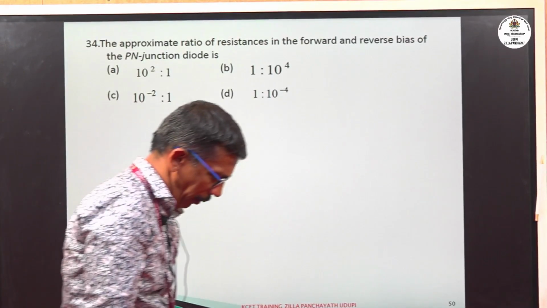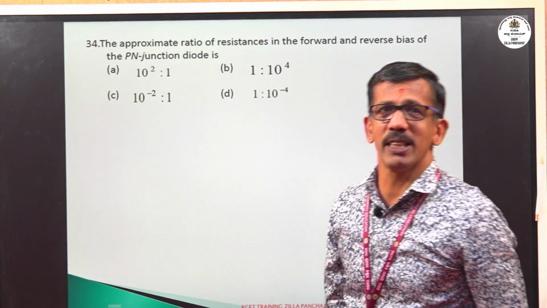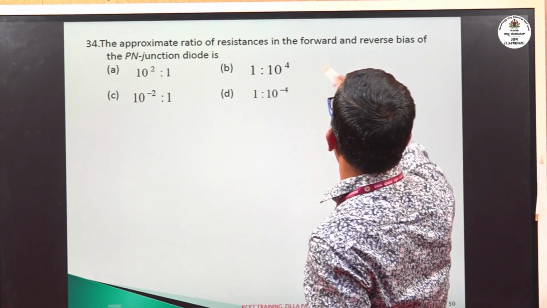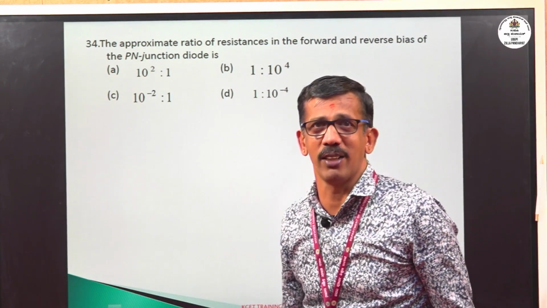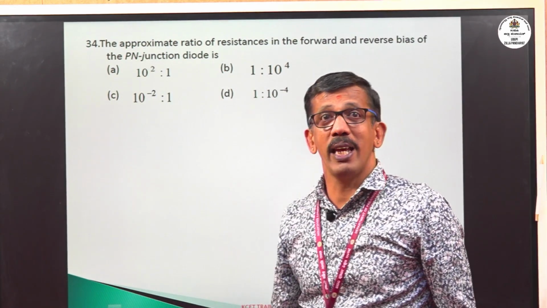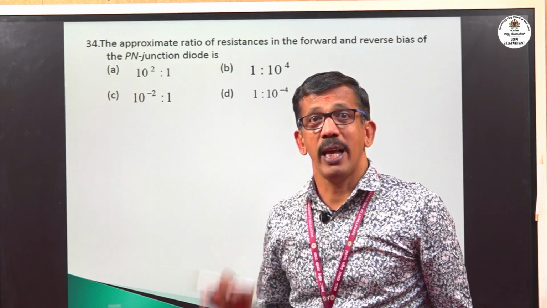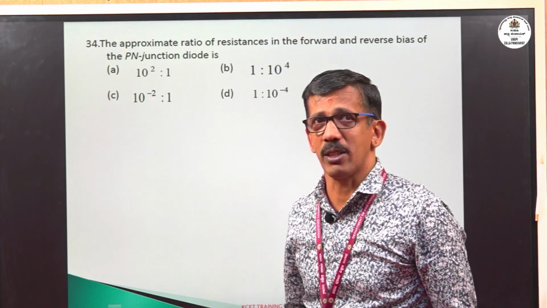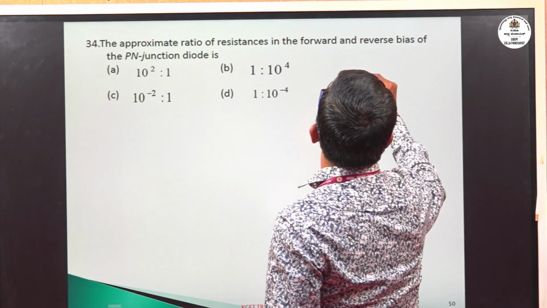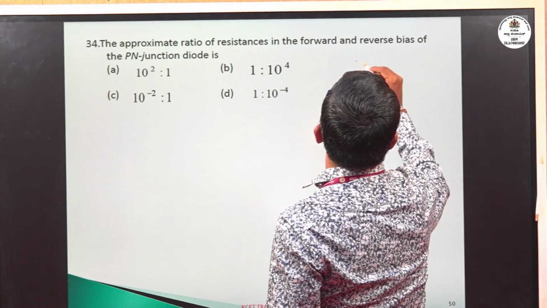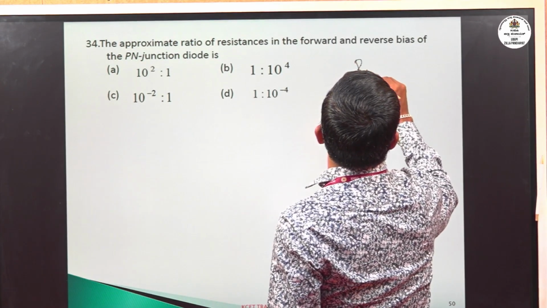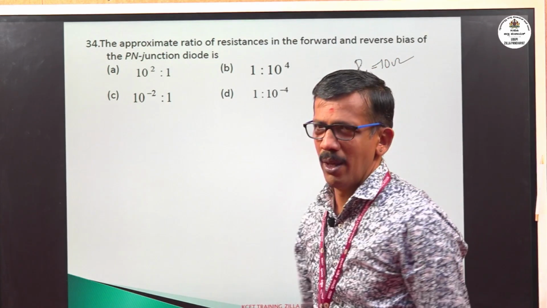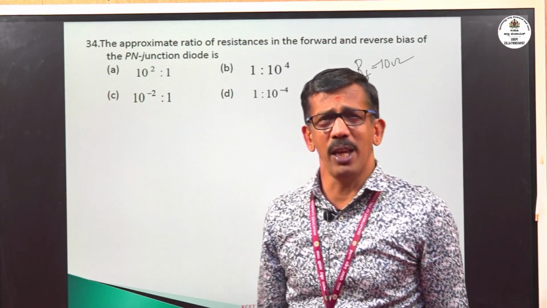Now we move on to question number 34. See, it is also a theory based question. First, the approximate ratio of resistances in the forward and reverse bias of the PN junction. We know when the diode is in forward bias, it acts as a closed switch. The resistance of the diode in forward bias is a few 10 ohms. We take it as 10 ohm.